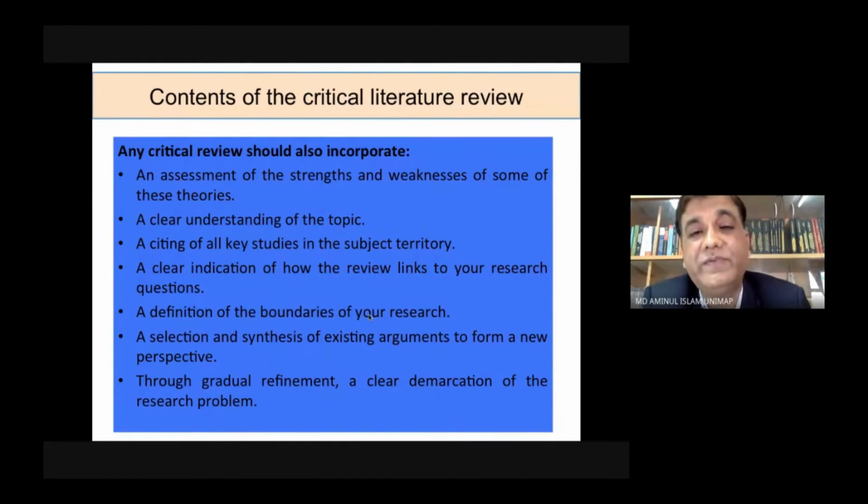This is more comprehensive, and is suggested by Saunders again. The contents of a critical literature review: you should have elements of strengths and weaknesses of theories in the discussion. You must demonstrate a clear understanding of the topic.